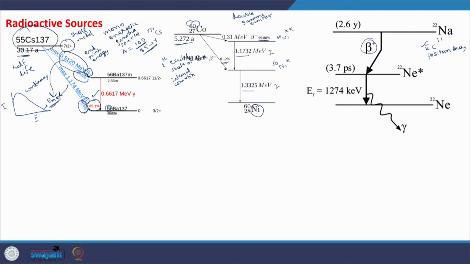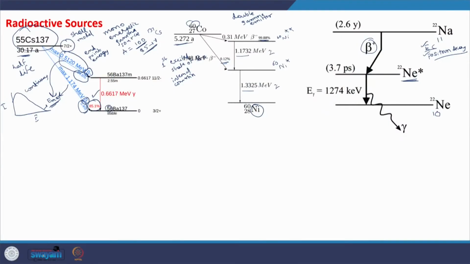So, you should know the meaning of electron capture and positron decay. You can go through any nuclear physics textbook, it will be explained very clearly. All right. So, via electron capture and positron decay, when sodium 22 undergoes decay, it reaches the first excited state of neon 22. In both manners, it reaches the first excited state of neon 22.